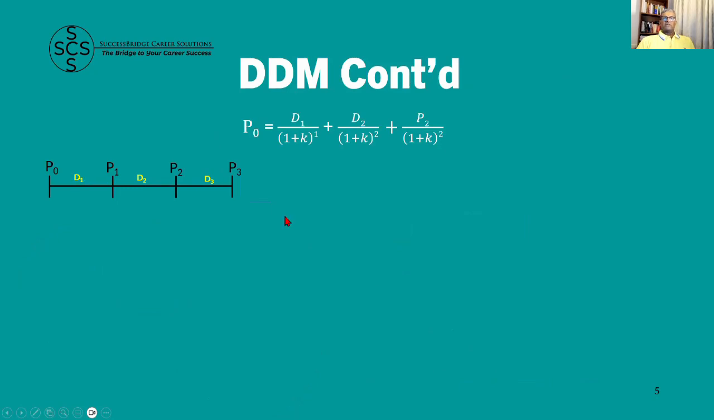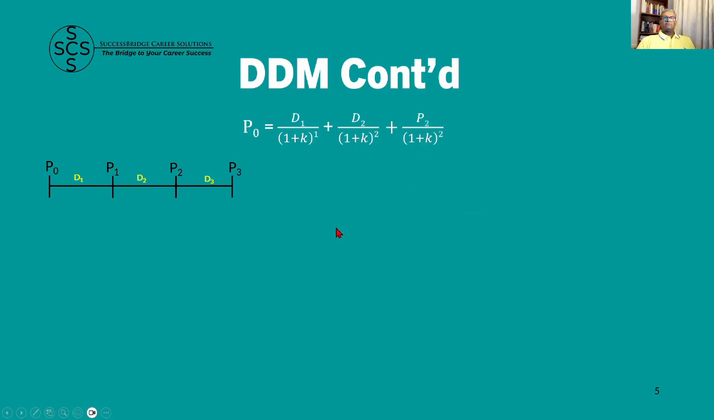So now P0, what is P0? P0, we're repeating the previous slide's information. P0 equal to D1 divided by 1 plus K, D2 divided by 1 plus K whole square, and P2 divided by 1 plus K whole square.